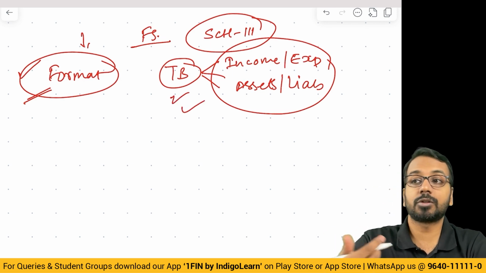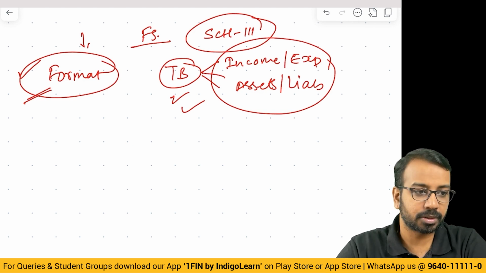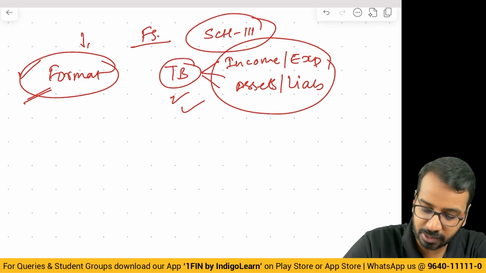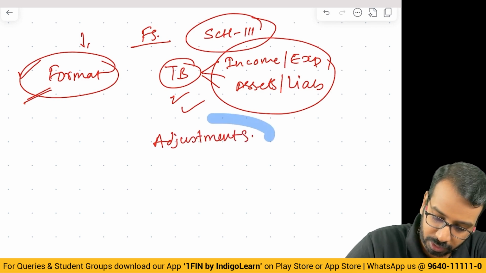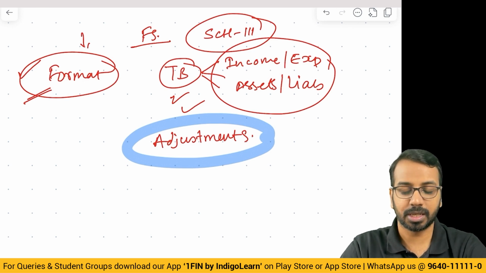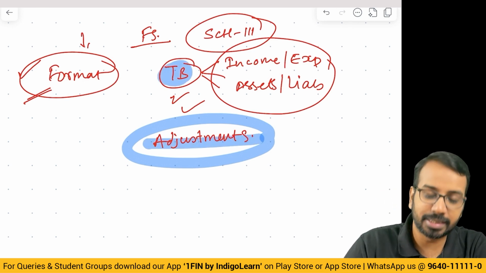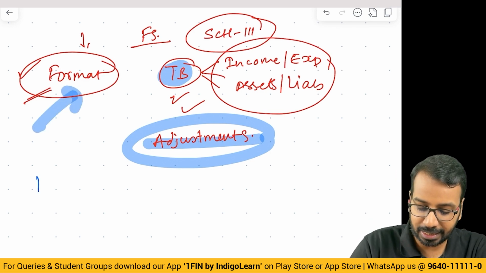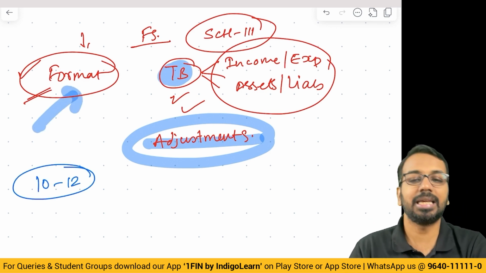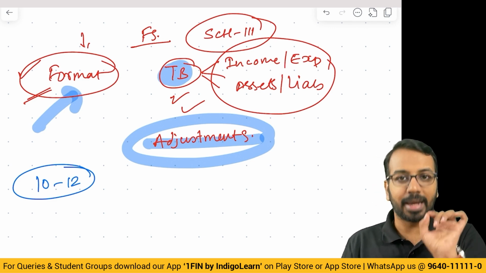Now, where a lot of students face difficulty or make mistakes is handling the adjustments. So I will be telling you the tricks to handle these adjustments. If you are able to analyze this TB, do these adjustments properly, remember the format, I can guarantee 10 to 12 marks easily, even if you make a couple of adjustment mistakes. Okay, so that is my guarantee.